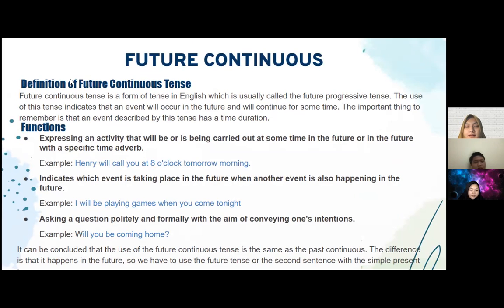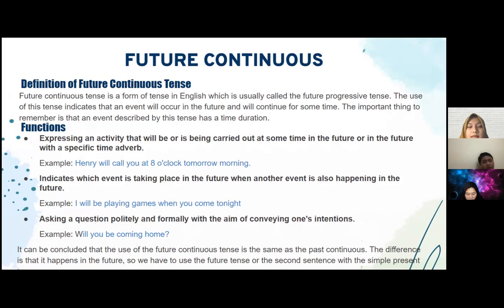Okay, thank you, Ilham. I will explain about future continuous tense. We have to know the definition of future continuous tense. Future continuous tense is a form of tense in English, which is usually called the future progressive tense. The use of this tense indicates that an event will occur in the future and will continue for some time. The important thing to remember is that an event described by this tense has a time duration.